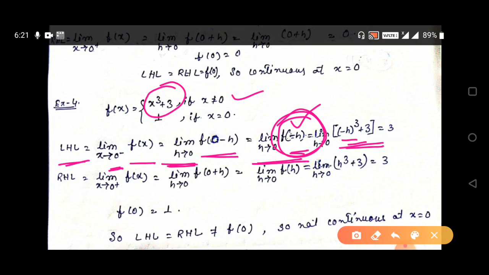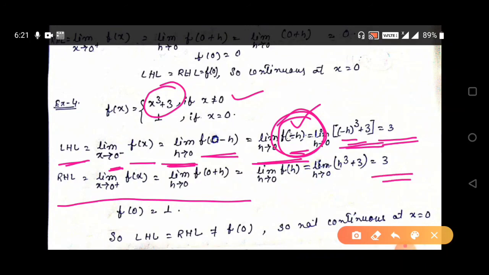Now we can put the value of h. H tends to 0 means h is nearer to 0, not equal to 0, but whenever we do the calculation we will put h equal to 0. In this way only these questions are solved. So the value will be 3. In the same way, the value of the right hand limit is 3.